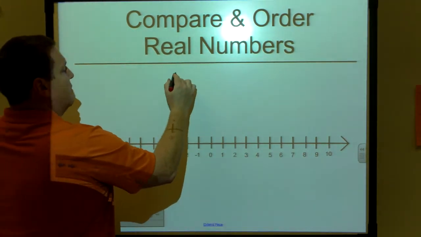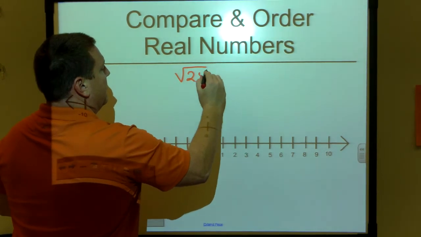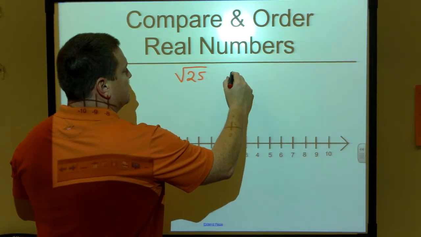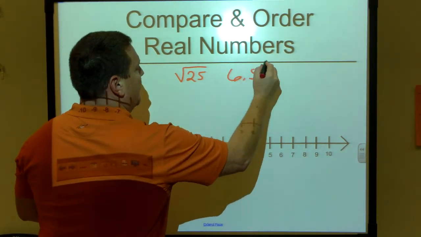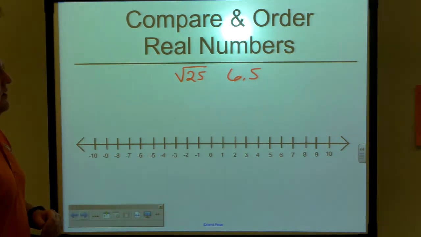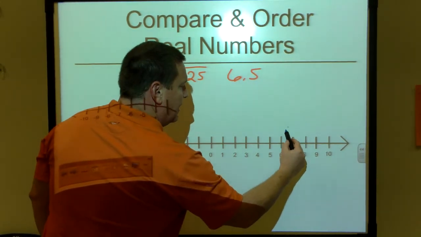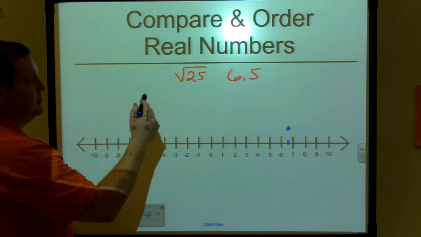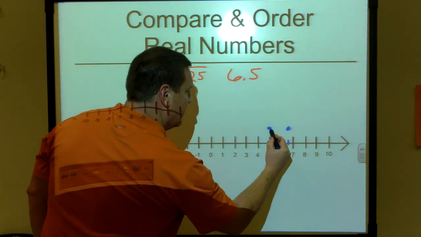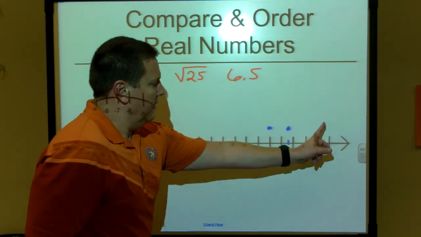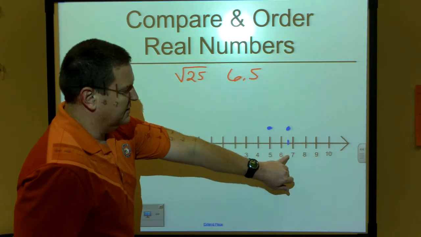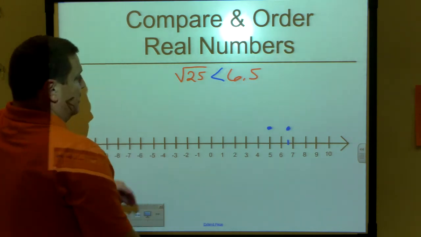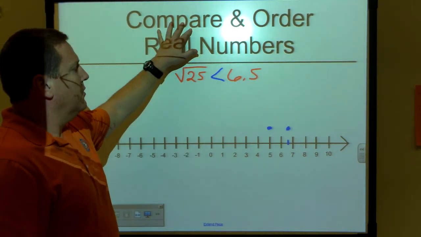Suppose I wanted to know the square root of 25 versus 6.5. Well, 6.5 is pretty easy to find. It's right about here. And then the square root of 25 is 5 times 5, which is 25. So the square root of 25 is equal to 5, which is here. Which one is further to the right? The 6.5 is further to the right. Therefore, 6.5 is greater.